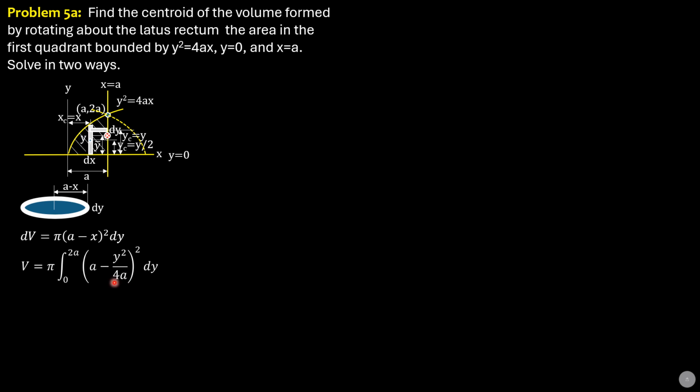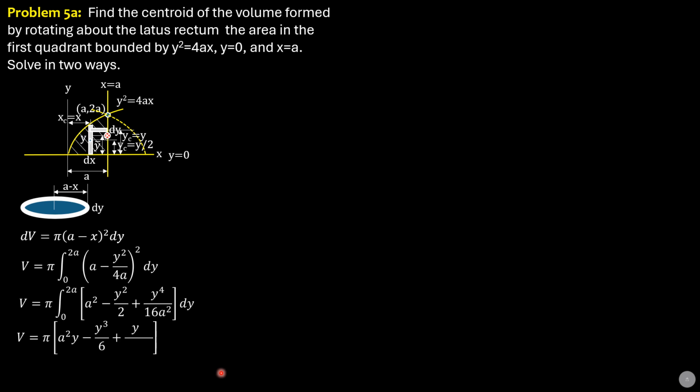So volume equals pi integral 0 to 2a of a squared. The second term is twice the product of these, so the second term is negative a y squared over 2, and the last term is the square of the second, so y to the fourth over 16a squared. So volume equals pi integral 0 to 2a of quantity a squared minus a y squared over 2 plus y to the fourth over 16a squared dy. So evaluating the integral, volume is pi, quantity a squared y minus a y cubed over 6 plus y to the fifth over 80a squared. Then limit 0 to 2a.